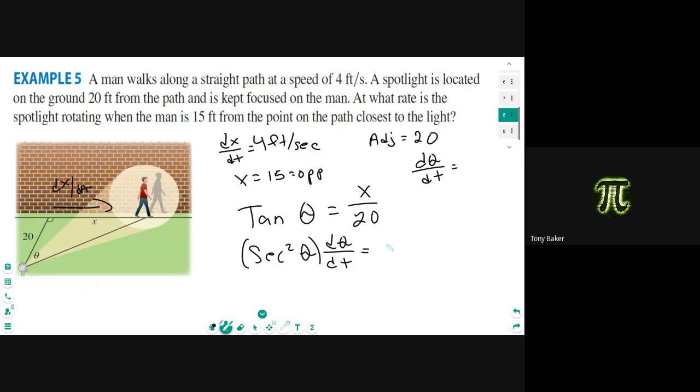Nope, you're doing it over t. So it ends up being 1 over 20 dx dt. The one nice thing about related rates is they're almost always based on time, so you'll almost always do your derivatives based on t. We're looking for d theta dt, right?